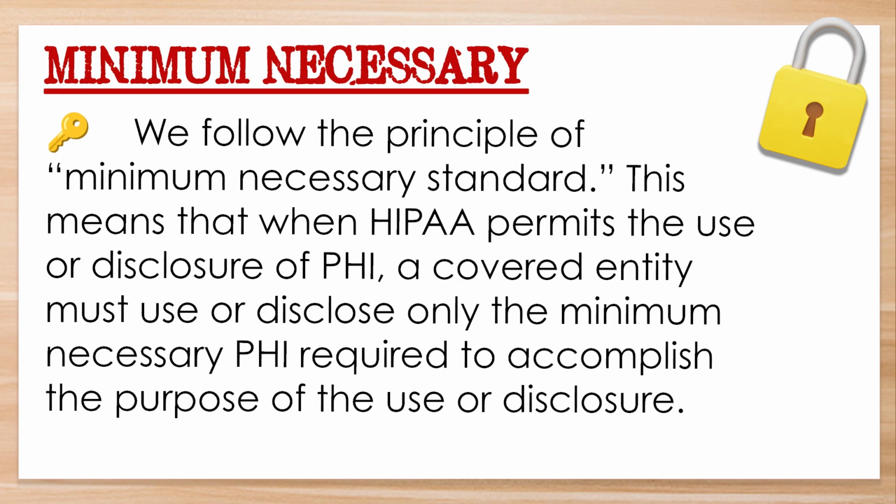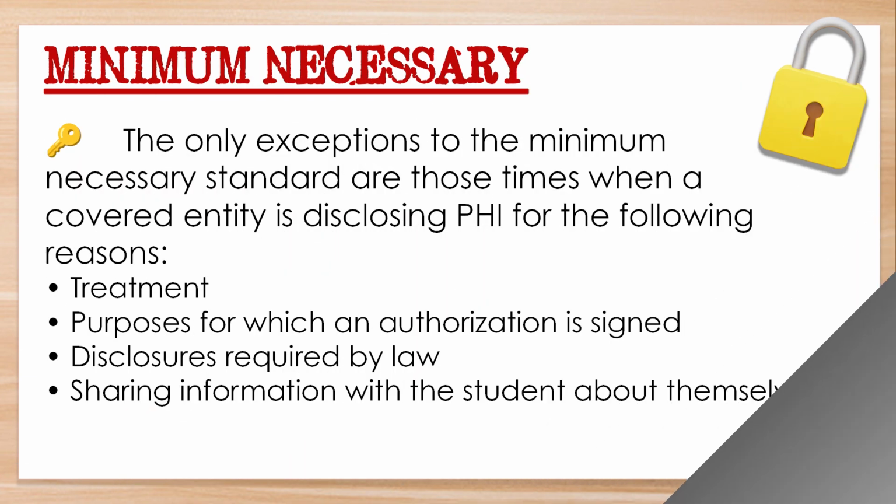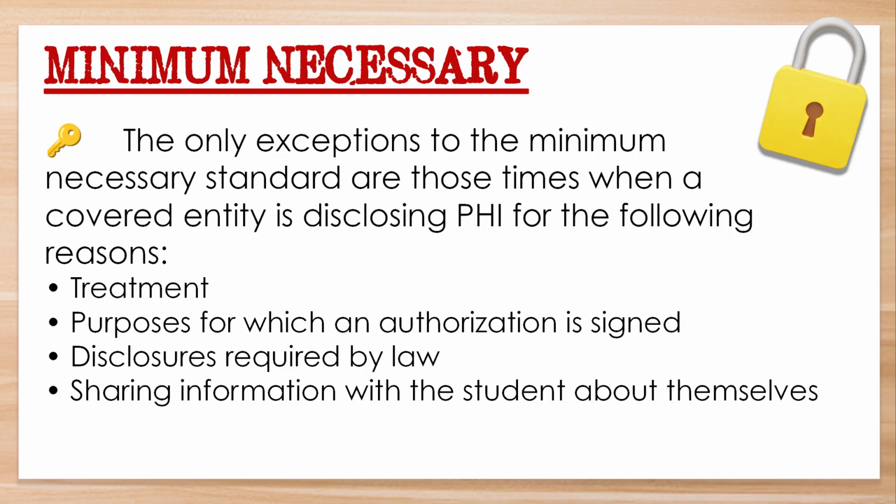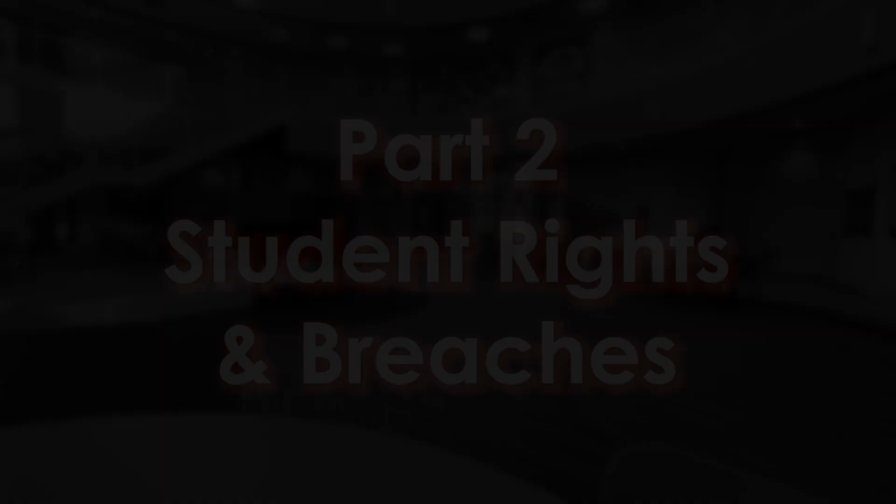When it comes to HIPAA, we follow the principle of minimum necessary standard. This means that when HIPAA permits the use or disclosure of PHI, a covered entity must use or disclose only the minimum necessary PHI required to accomplish the purpose of the use or disclosure. The only exceptions to the minimum necessary standard are those times when a covered entity is disclosing PHI for the following reasons: treatment, purposes for which an authorization is signed, disclosures required by law, sharing information with the student about themselves.